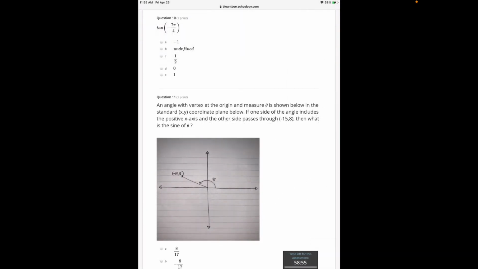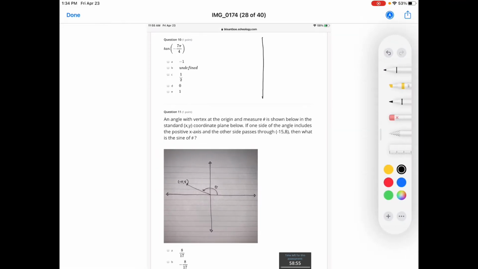Okay, number 10, tangent of negative 7 pi over 4. That's one of your unit circle radians. If we go in the negative direction, so you have the positive direction and the negative direction, you start over here on the x-axis. The positive direction is counterclockwise, but the negative direction is clockwise. So we're going to go negative 7 pi over 4.